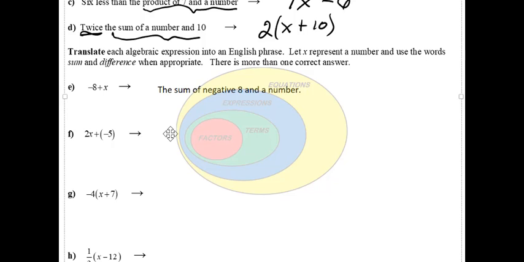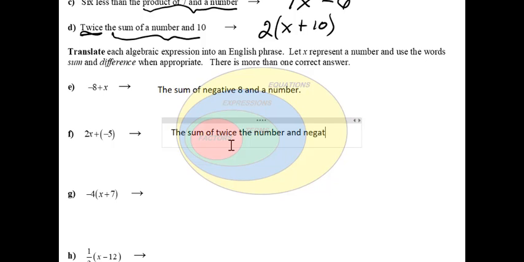All right, the next one. Again, looking at this, it is a sum. So if I look at the addition between the two terms, this should be the sum of. And the first expression is 2x, which represents 2 times the number, or we could say twice the number. And the second term is negative 5. So the sum of twice the number and negative 5.